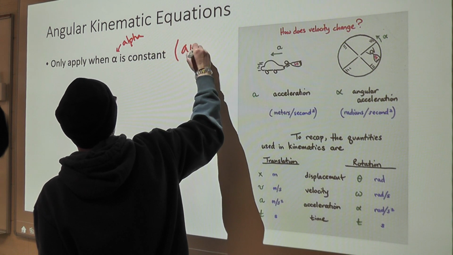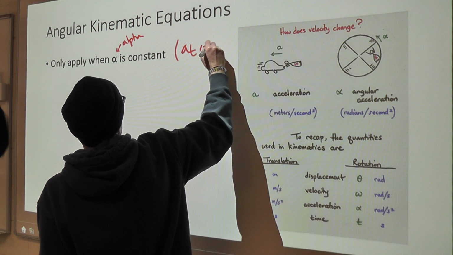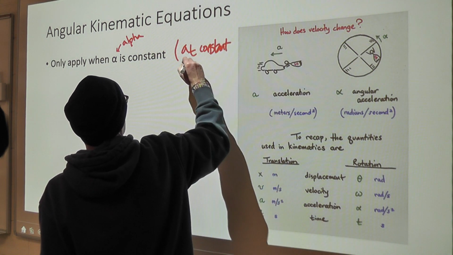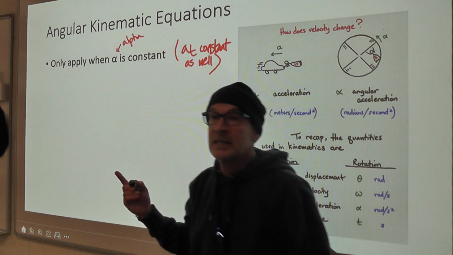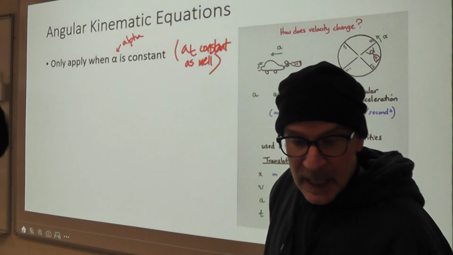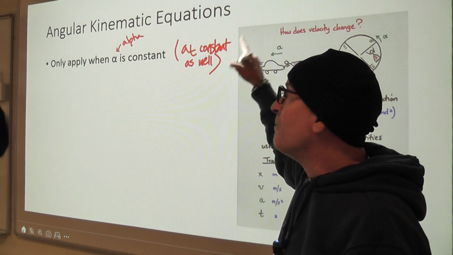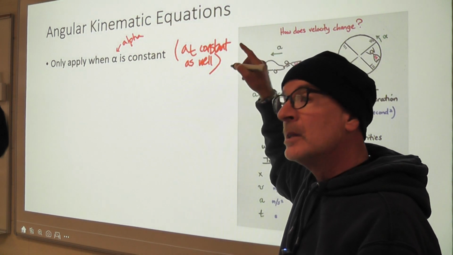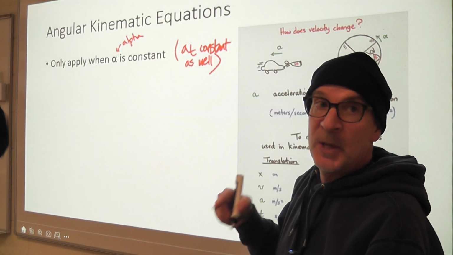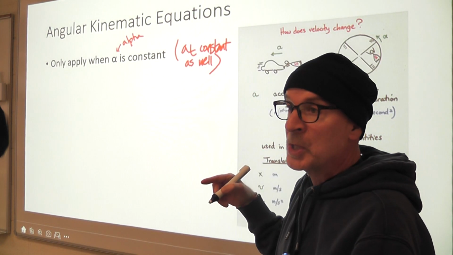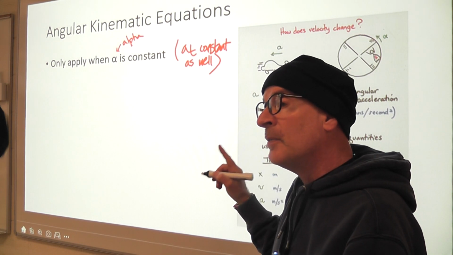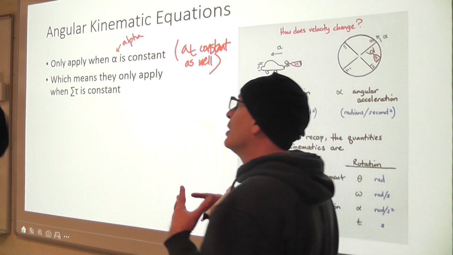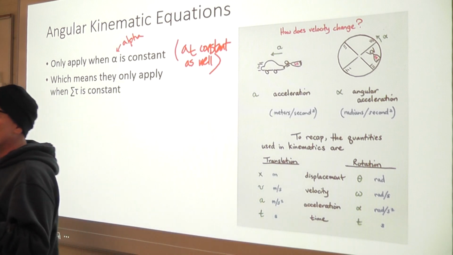But since alpha and tangential acceleration are related, tangential acceleration will be constant as well in this case. When we have constant acceleration in a linear system, that comes because we have a constant net force. In angular systems, force is important, but it's not the only thing. We have to think about something more called torque.